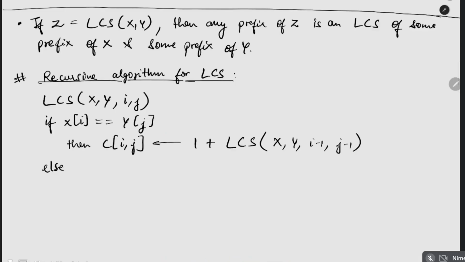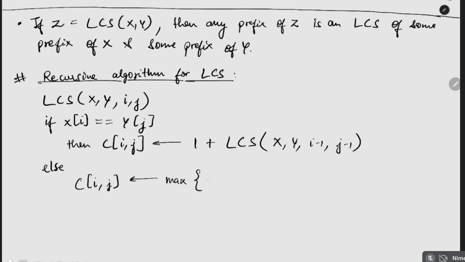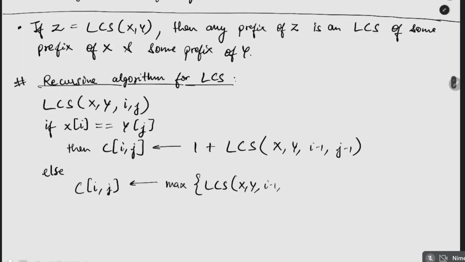And if they are not equal, then we again define the longest common subsequence as the maximum of these two, of the two subtrees of the recursion tree. So in one we go to the left in x, and in one we go to the left in y.